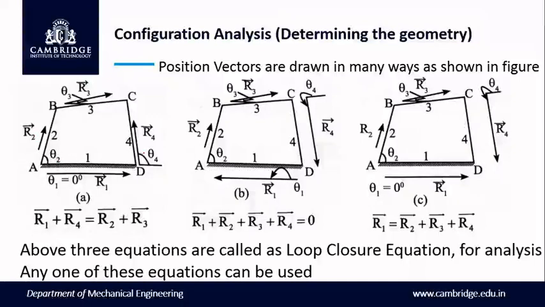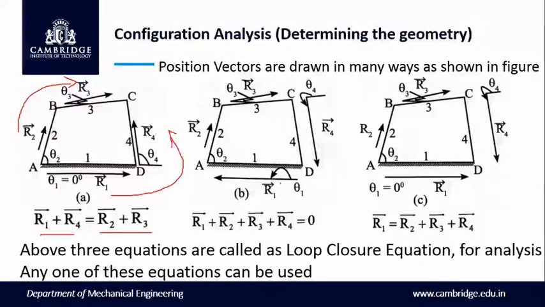And theta 4. Here the angle is measured anti-clockwise, or counterclockwise. If we take the direction of vectors r1 and r4, these two are moving in this direction, and r2 and r3 are moving in this direction. Hence, r1 plus r4 will be equal to r2 plus r3.